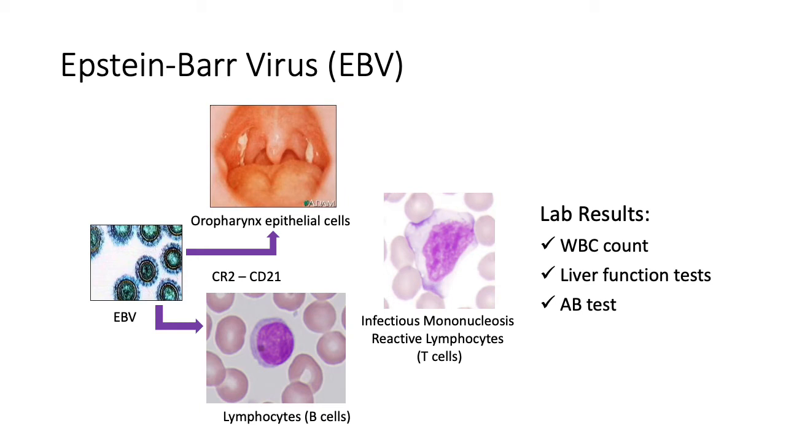EBV only infects a small number of cell types that express the receptor for complement C3d component, which is CR2 or CD21. These include certain epithelial cells, oro and nasopharynx, and B lymphocytes. The virus is replicated in pharyngeal epithelial cells, shed into the saliva, and is taken up by CD21 positive B lymphocytes. B lymphocytes spread the virus through the reticuloendothelial system.